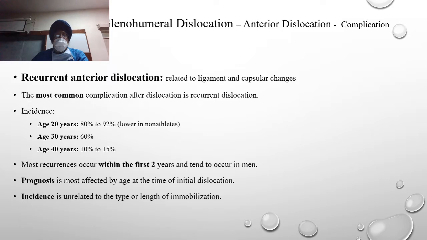Recurrent anterior dislocation is related to ligament and capsular changes. The most common complication after dislocation is recurrent dislocation. Incidence is 80 to 92% at age 20 years, lower in non-athletes, 60% at age 30 years, and 10 to 15% at age 40 years. Most recurrences occur within the first 2 years and tend to occur in men. Prognosis is most affected by the age at the time of the initial dislocation. Incidence is unrelated to the type or the length of the immobilization.